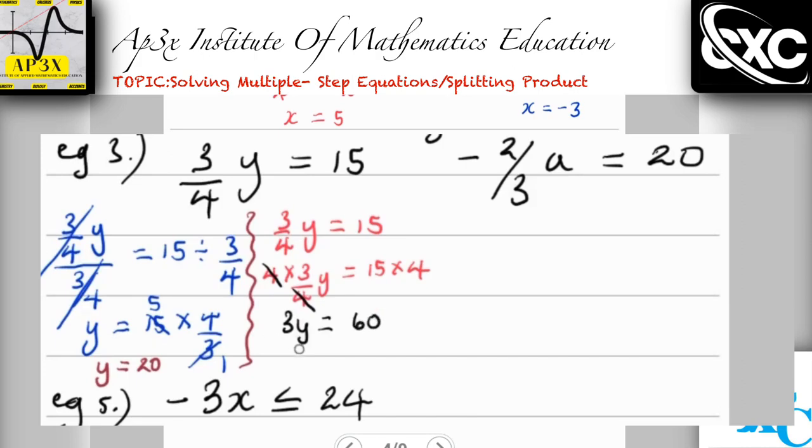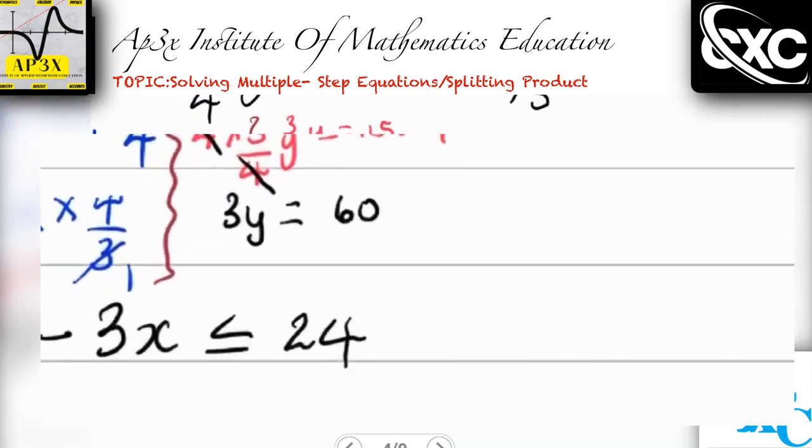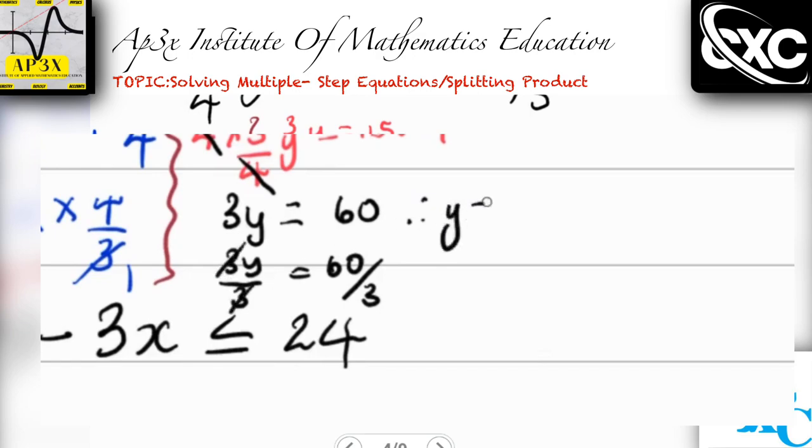Okay, and so therefore we're going to be splitting the product now by 3. So first we get rid of the 4, next we get rid of the 3. So if we divide both sides by 3, let's just zoom up a little bit for you. So we're going to have 3y divided by 3, and that's going to be 60 divided by 3. You're going to find, therefore, that our final solution here is 3 cancels 3, so y is equal to 60 divided by 3 is 20.